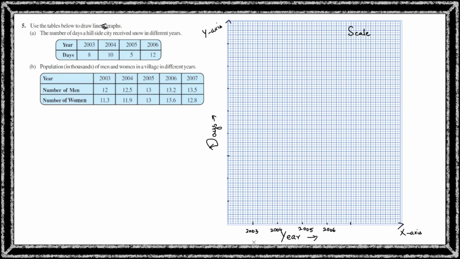And on the y-axis, I have data varying from least 5 to the highest 12. So here I can see that if I take each unit as 1 day and start with 5, 5, 6, 7, 8, 9, 10, 11, 12, it's going to be sufficient for me. However, for you on the graph, it will be different. So you have to decide, because if you take one unit as 1 day, your graph is going to look very, very tiny for you.